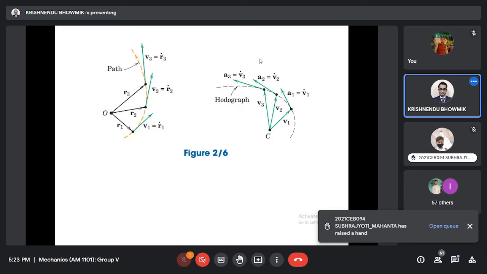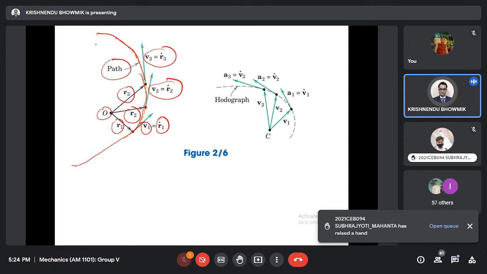Now, maybe somebody is interested to consider R1, R2, R3. These are the three position vectors. If you take the slope of the curve of the position vector, you will get V1, which is R1 dot, at this point. At point 2, to get the slope, R2 dot. At 3, to get the slope, R3 dot. This is basically the path of the particle. Based on the position vector, taking the derivative, we can get V1, V2, V3.